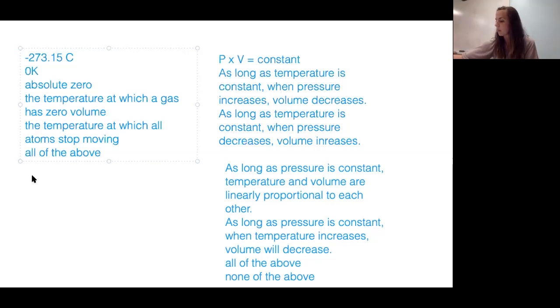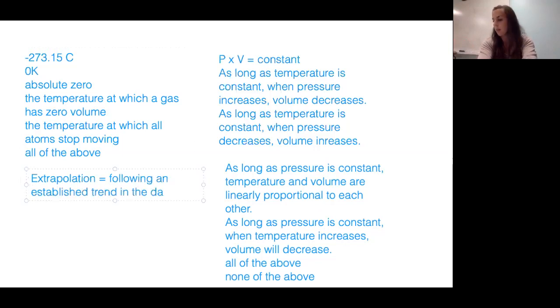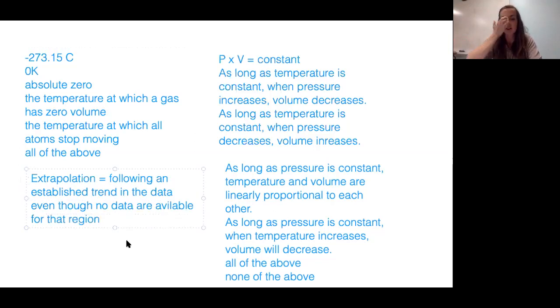So you also need to know for your test the definition of extrapolation. And I'll go ahead and write that out for you. Okay, so the definition of extrapolation is following an established trend in the data, even though no data are available for that region. So you need to know that for your test. I really like that example because I never knew that before about evolution, so that was kind of cool.